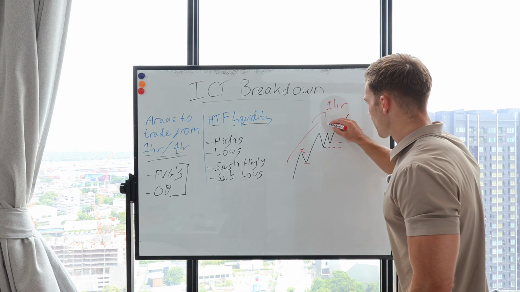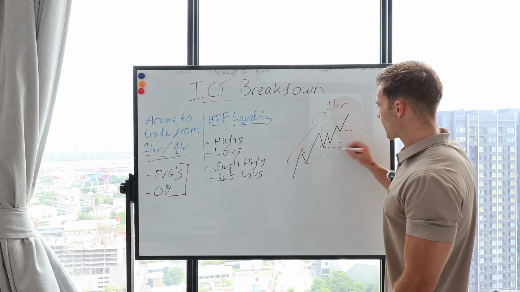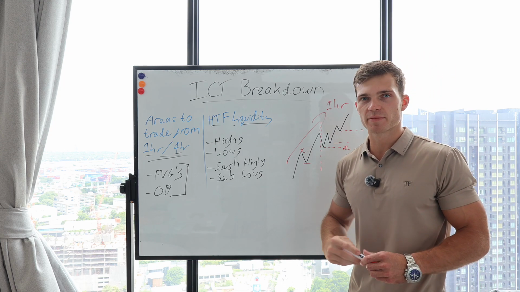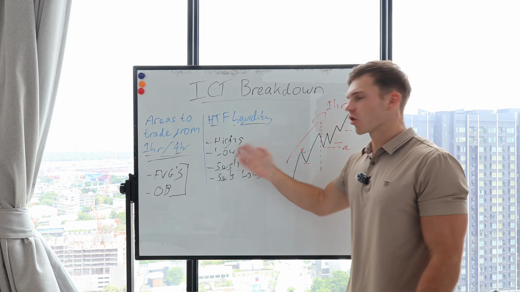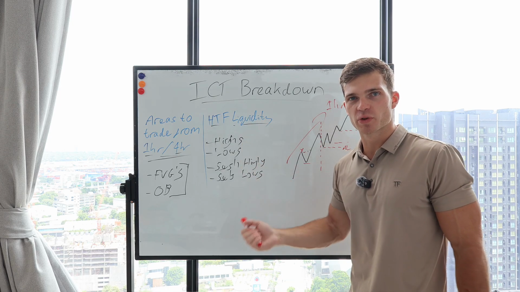Now let's pretend that the Asian session started here. So this is now Asia low and a higher time frame low. So it becomes a double level, which is even stronger than just having one of these on their own, and price is going to be drawn towards that level.